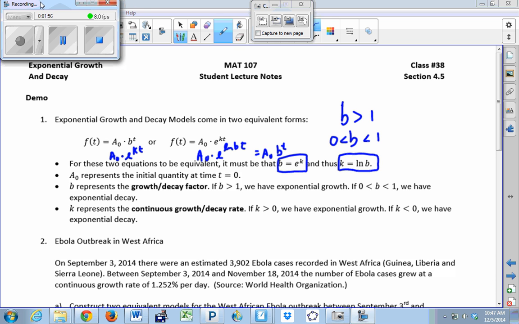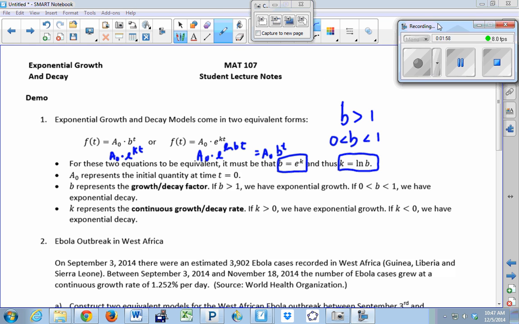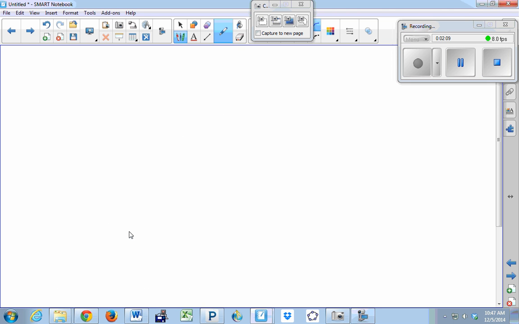So sometimes students like to see, I know some of you don't really care, but let me show you how you can go back and forth between these two formulas and see this relationship. So just as an aside, you don't even have to write this down if you don't want to. I'll never ask you to do this. So here's the first equation, a sub naught times b to the t, and we're saying that these two models are equivalent.